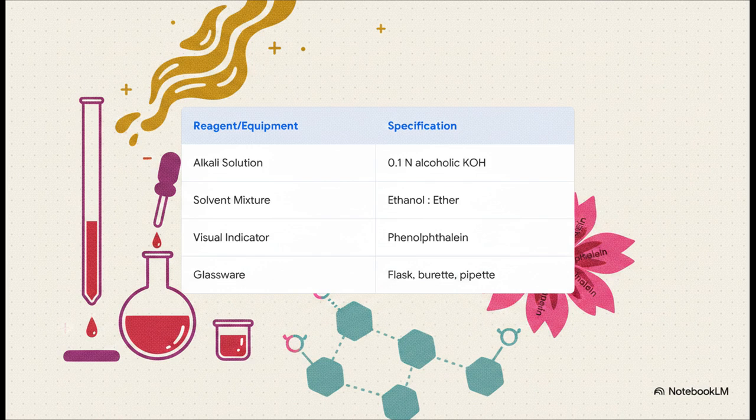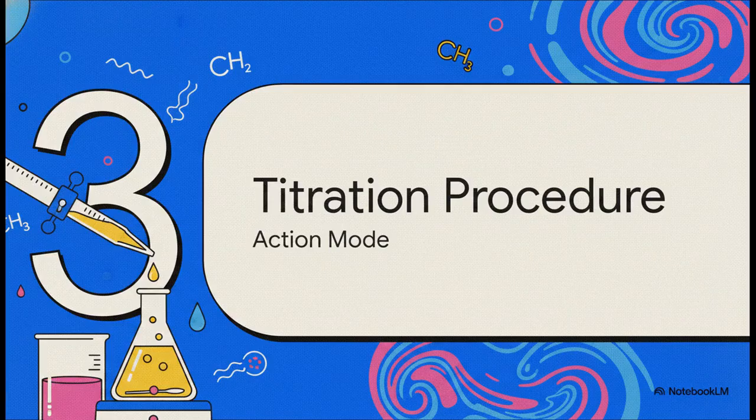We'll also need a visual indicator called phenolphthalein, and of course, our glassware: a conical flask to hold the reaction, a burette to dispense our KOH drop by agonizing drop, and pipettes for precise measurements. All right, let's get into the action. Part 3, the titration procedure.